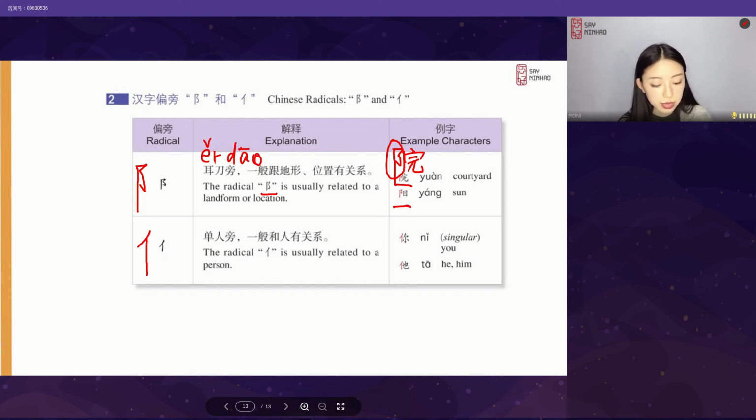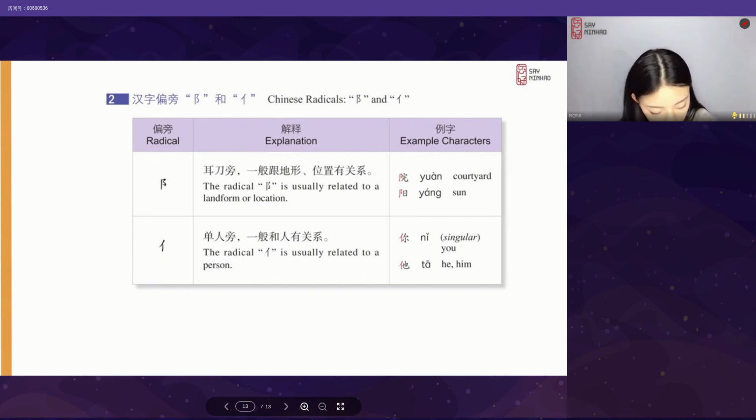Next one is 阳. Read after me, please: 阳. It means sun. We can see it looks like this, and the left part of it is the radical 耳刀. So why is sun about location? Because this character actually means the bright part of a mountain.